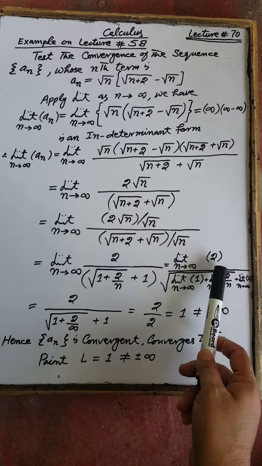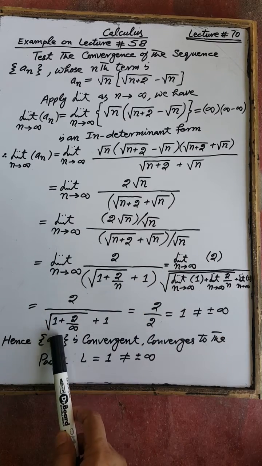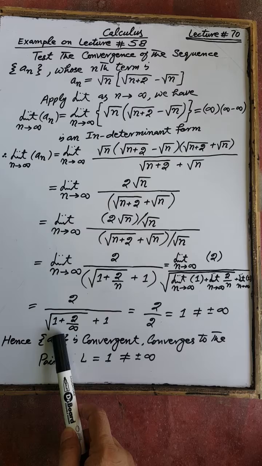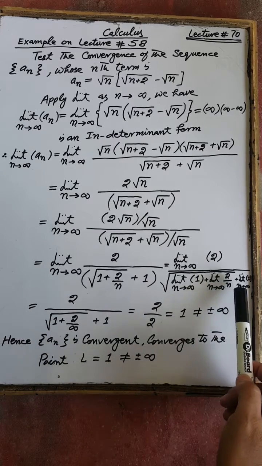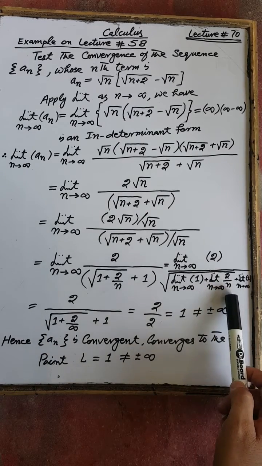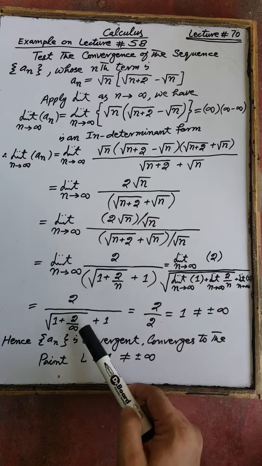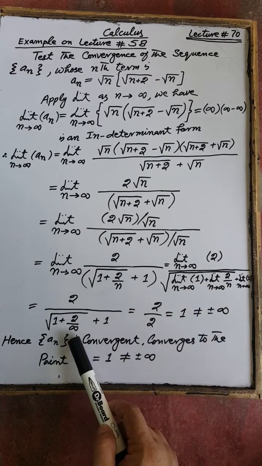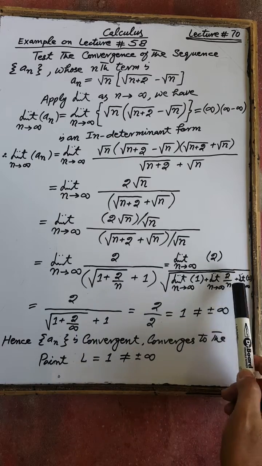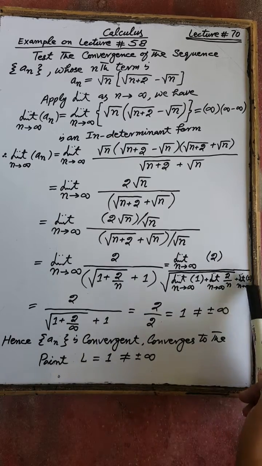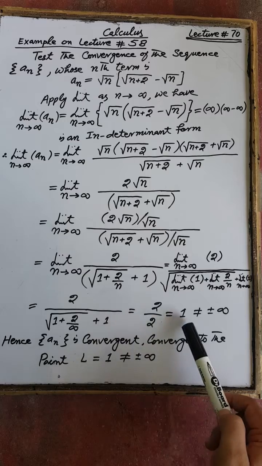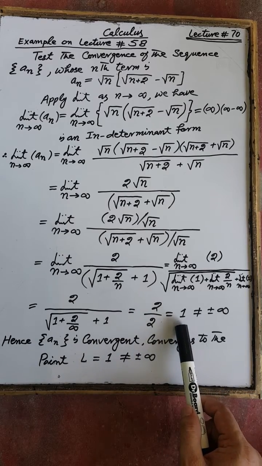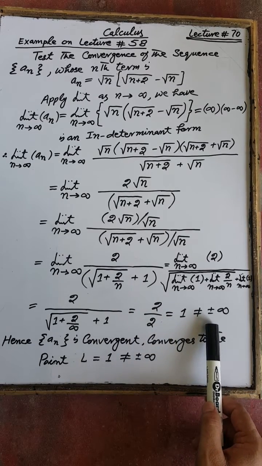The limit as n tends to infinity of 2 is 2, divided by the limit of 1, which is 1, plus the square root term. The function is in the form of f divided by g. The limit applied to 2 is equal to 2, and when we apply the limit as n tends to infinity to 2/n, the result is 0, giving √1 plus the limit of 1, which is 1. After the simplification, the result is equal to 1, which is not equal to plus or minus infinity.